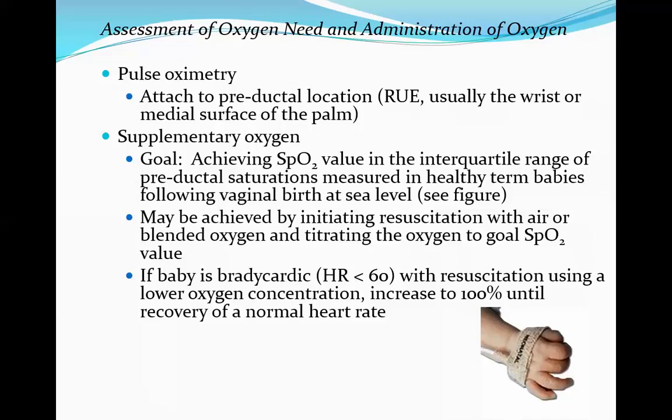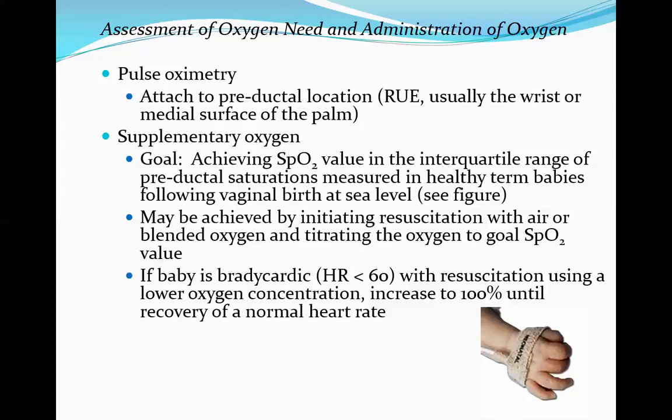The next slide talks about assessment of oxygen need and administration of oxygen. You want to use a pulse oximeter, and it's recommended to attach the pulse oximeter to a preductal location, which would be the right upper extremity, usually the wrist or the medial surface of the palm, as seen in the figure. For supplemental oxygen, the goal is to achieve an SpO2 value in the interquartile range of preductal saturations measured in healthy term babies following vaginal birth at sea level. That figure is included on the first slide with the neonatal resuscitation algorithm, and I'll allow you to look back at that at your own leisure.